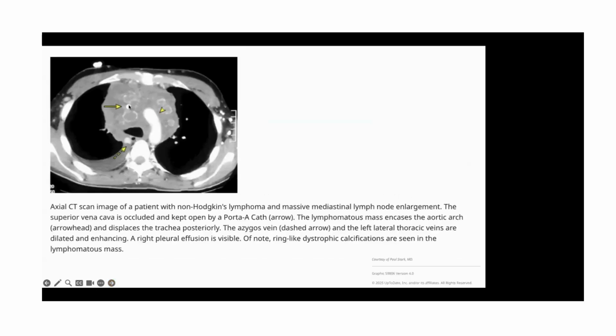And this is what we see using the CT of a patient with non-Hodgkin lymphoma. Here we see the superior vena cava is occluded and kept open by a port-a-cath. These are this row here. And the left lateral thoracic veins are dilated and enhancing. And here we see all this lesion here, and CT helps us a lot in understanding the nature of this issue.